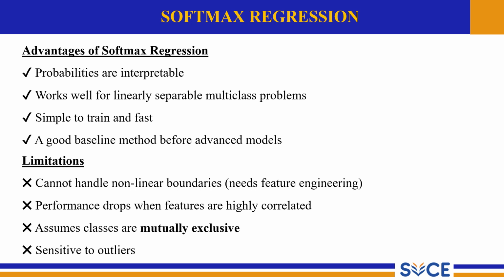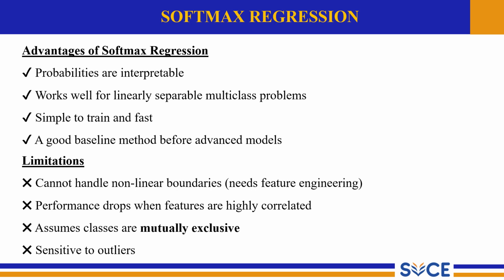Advantages of softmax regression. Probabilities are interpretable. Outputs can be directly read as class probabilities. It is effective for linearly separable multi-class problems, and it is simple to train, fast, and computationally efficient. It is a good baseline model, easy to implement before trying more complex models.